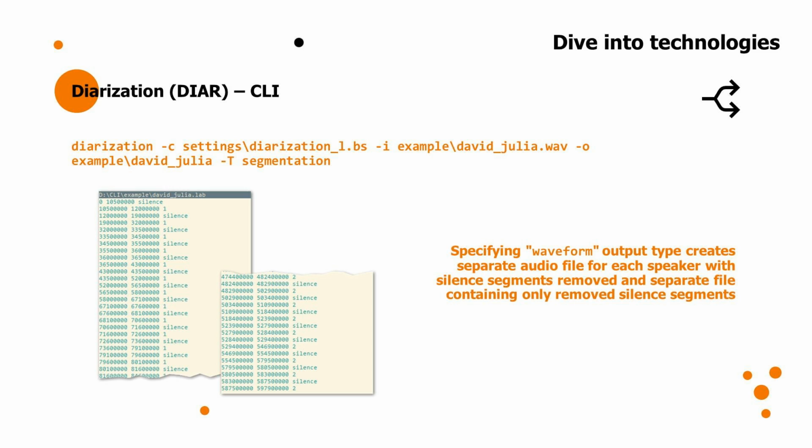Specifying waveform output type in the -T option creates separate audio file for each speaker where silent segments are removed, and another separate file containing only the removed silent segments.